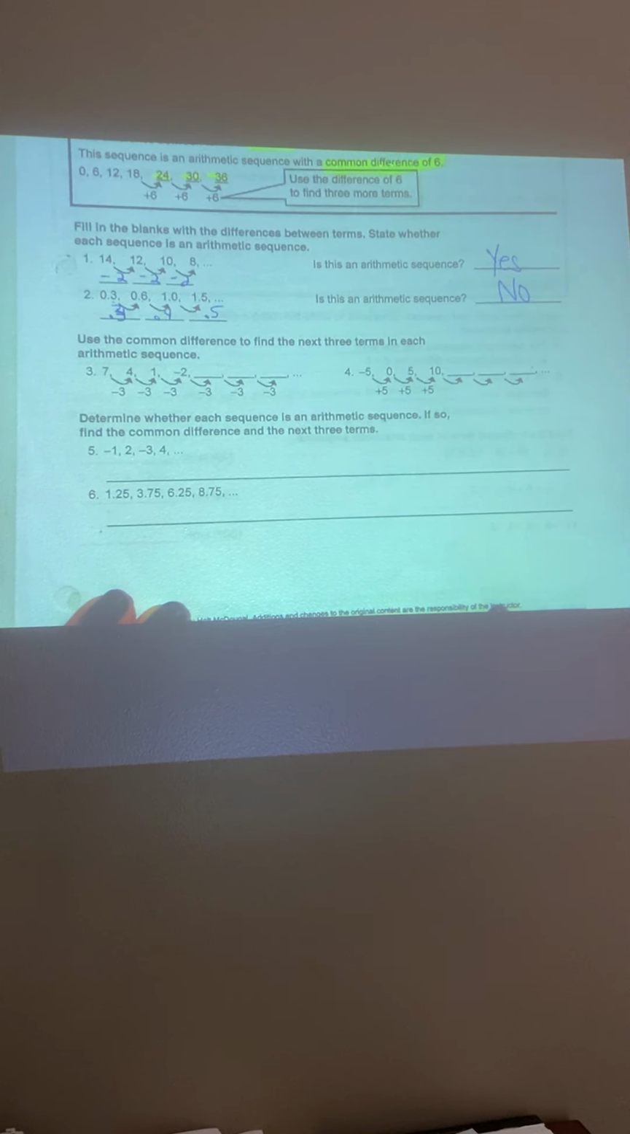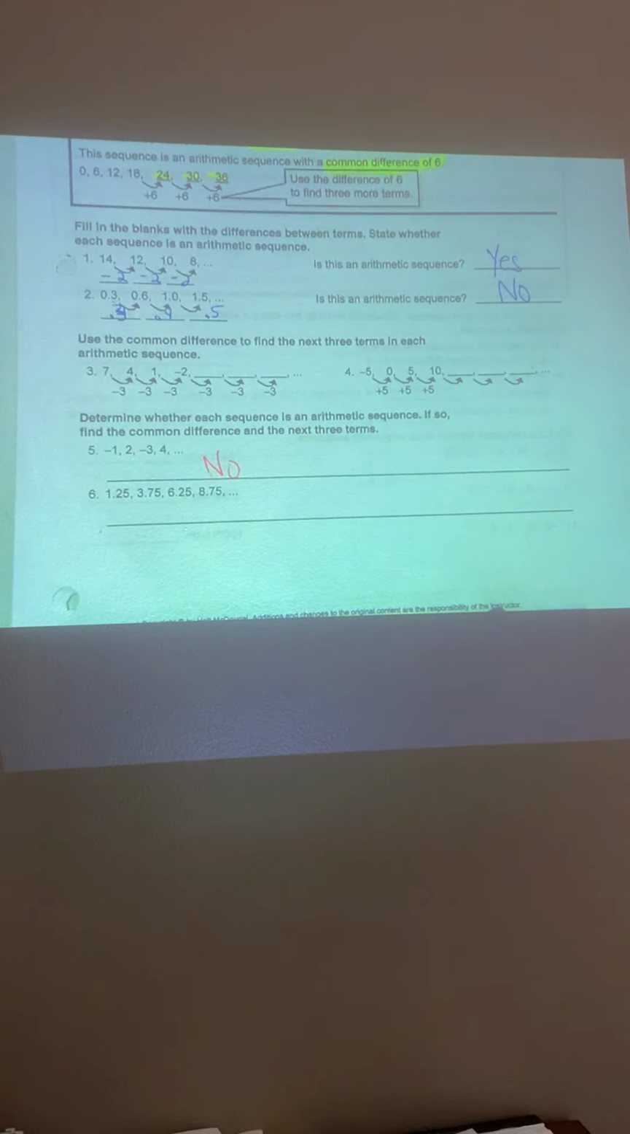Determine whether each sequence is an arithmetic sequence. If so, find the common difference and the next three terms. -1, 2, -3, 4. Is that arithmetic? No. All right, let's look at the next one. 1.25, 3.75, 6.25, 8.75. Yes, it's arithmetic.